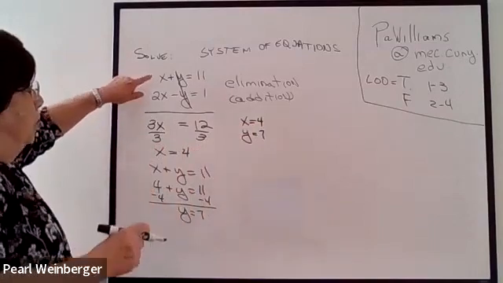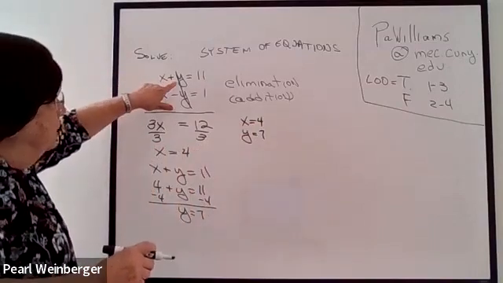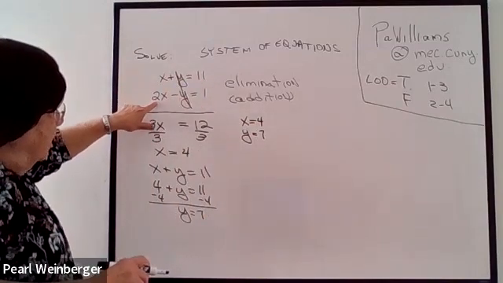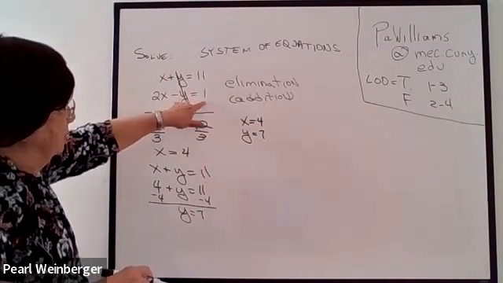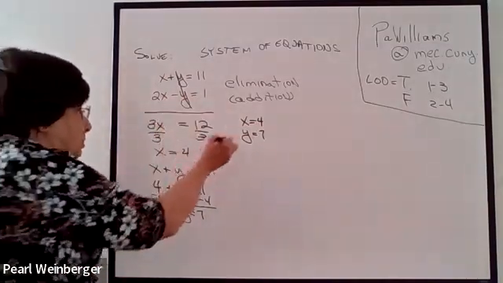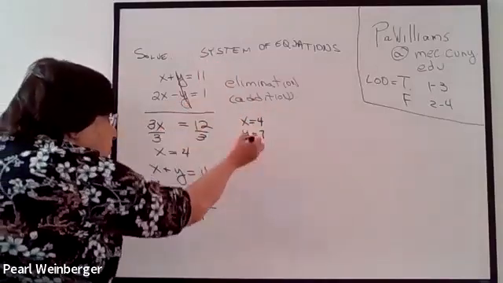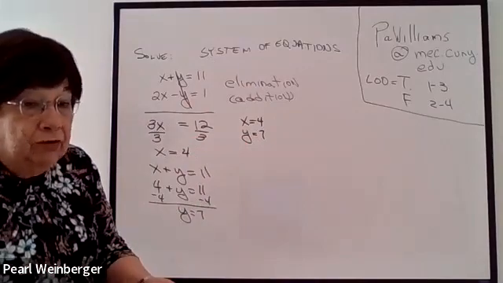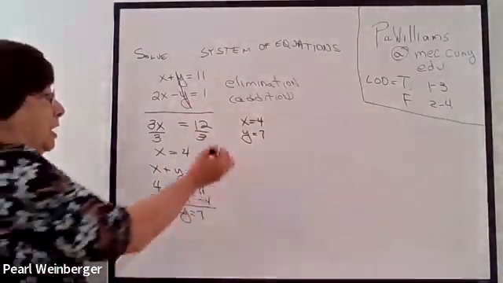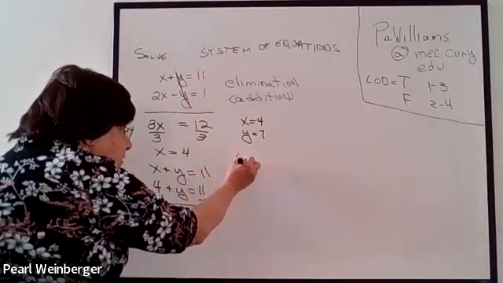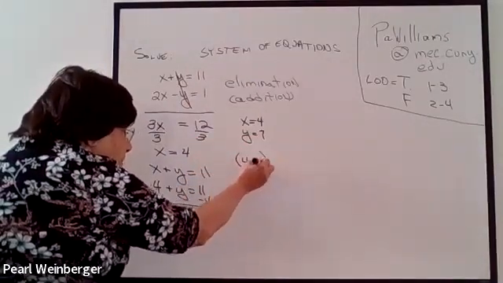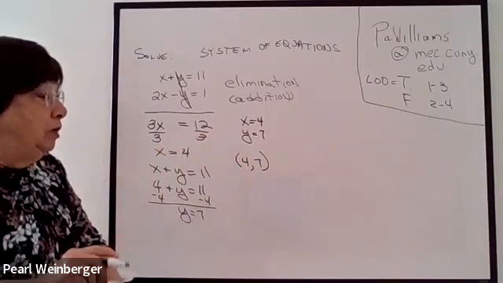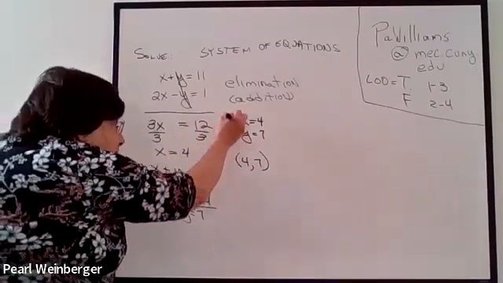Notice it works in both equations because 4 plus 7 does give us 11. And 2 times 4, which is 8, minus 7 is 1. So it works in both. If you want, you could say it checks. It's a good idea to check, but you don't have to unless you're told specifically. The answer could also be written as a word pair 4, 7. Remember, the first number always has to be the x number. The second number has to be the y number if you're giving it. So this is one way of giving the answer.